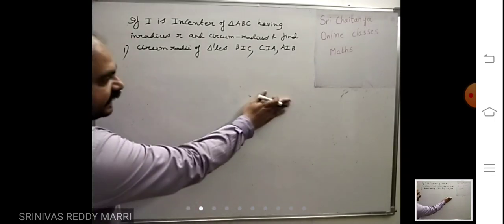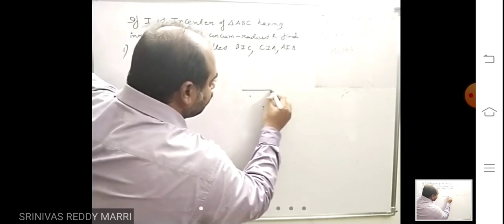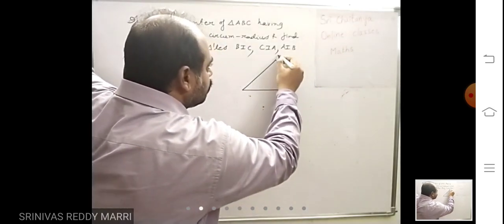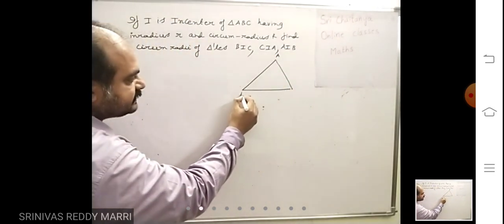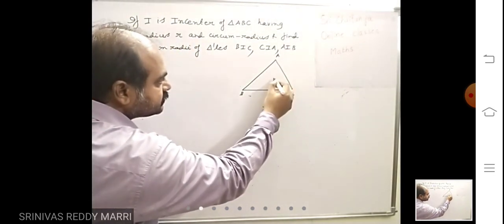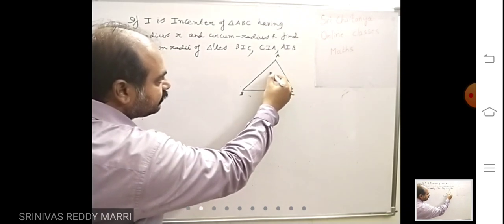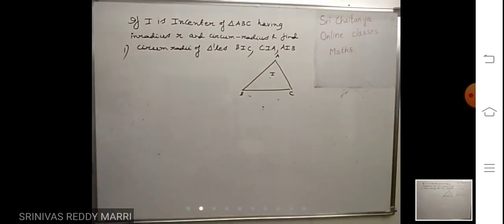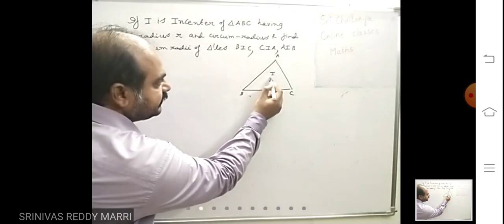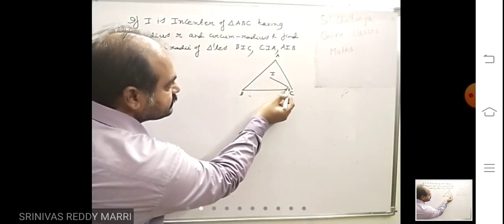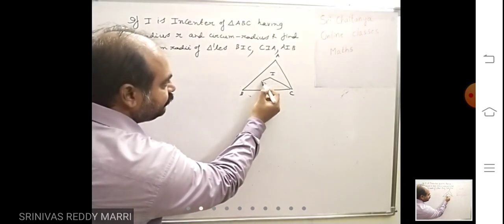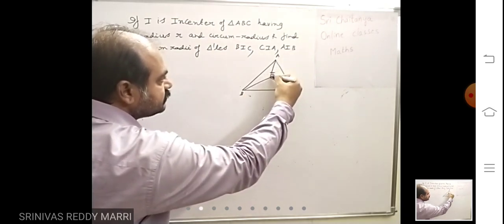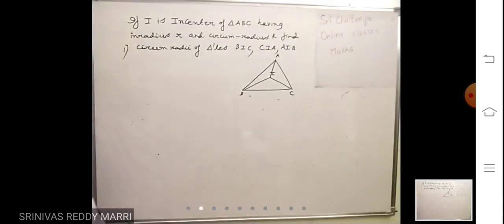So I is the incenter of the triangle. I am drawing it. I is the incenter, so I will be inside, right? Now join I to C like this. Join I to B like this. Join I to A like this. So these are nothing but angular bisectors.